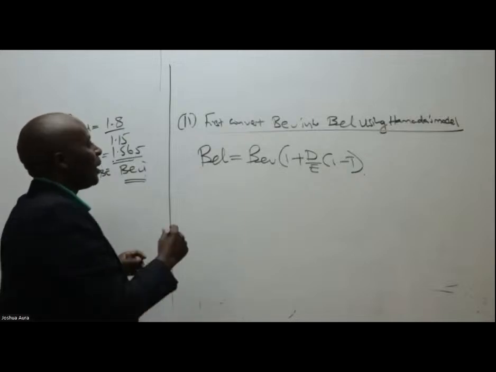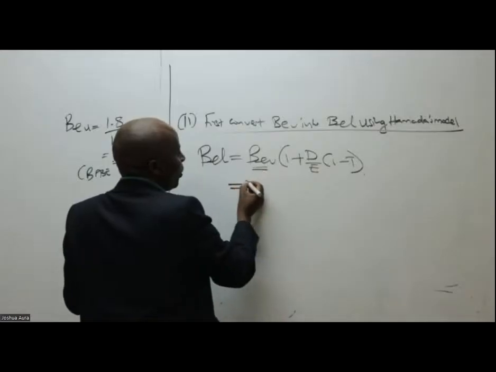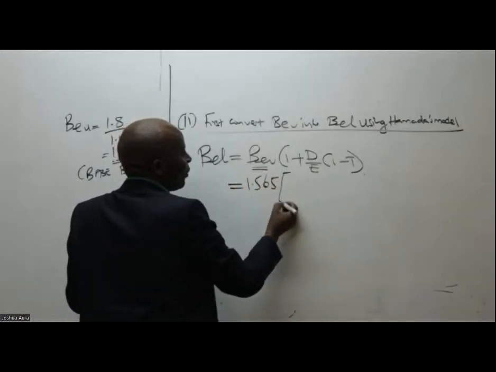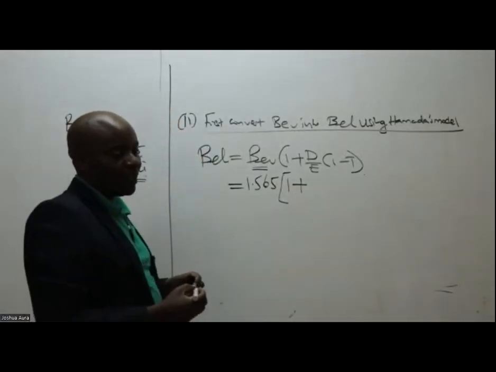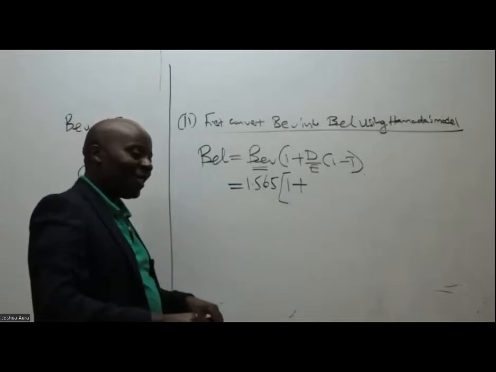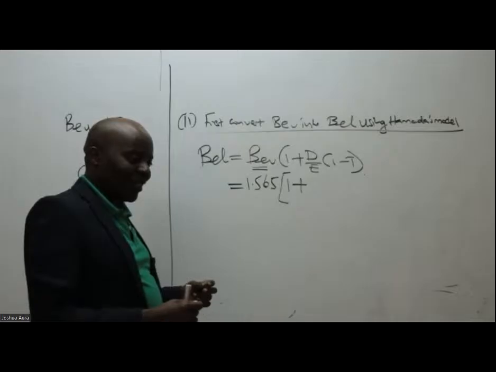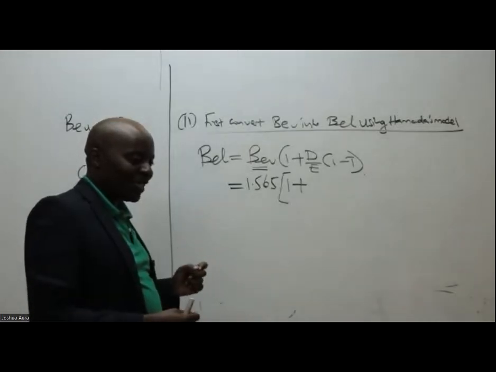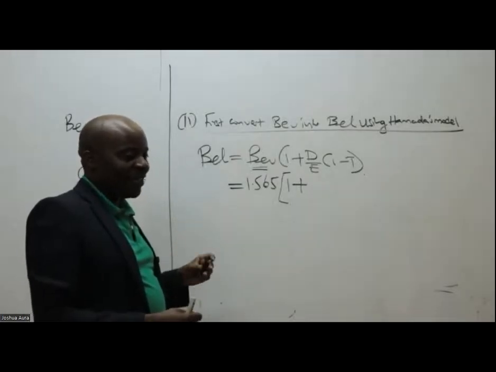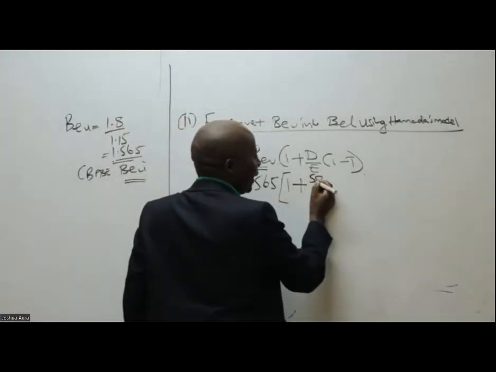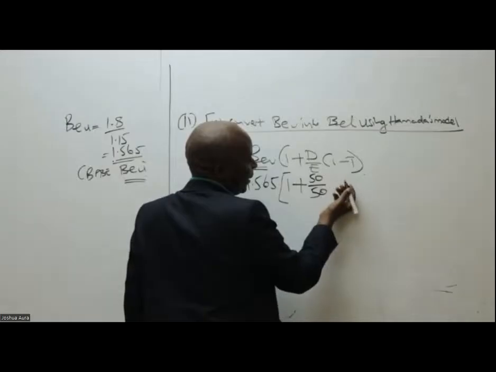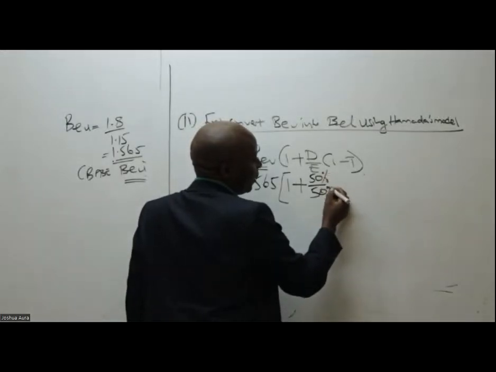Gentlemen, remember, I have this BEU, which is 1.565, into 1 plus debt to equity. So could you kindly give me the debt to equity of this scenario, the financing structure? Debt over equity, what over what? Just try, there's no harm in trying. Debt over equity, I should use 50 over 50. Thank you very much, Naomi. So debt is 50, equity is 50. You can forget the percentages because they'll cancel.